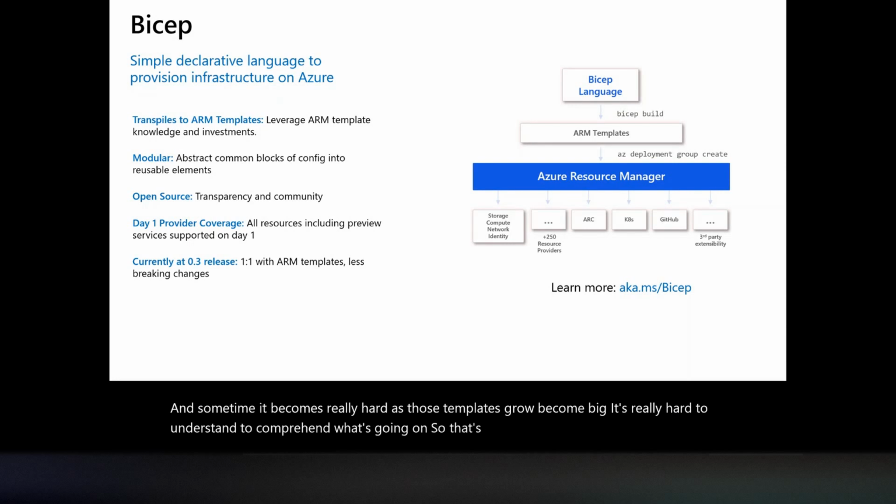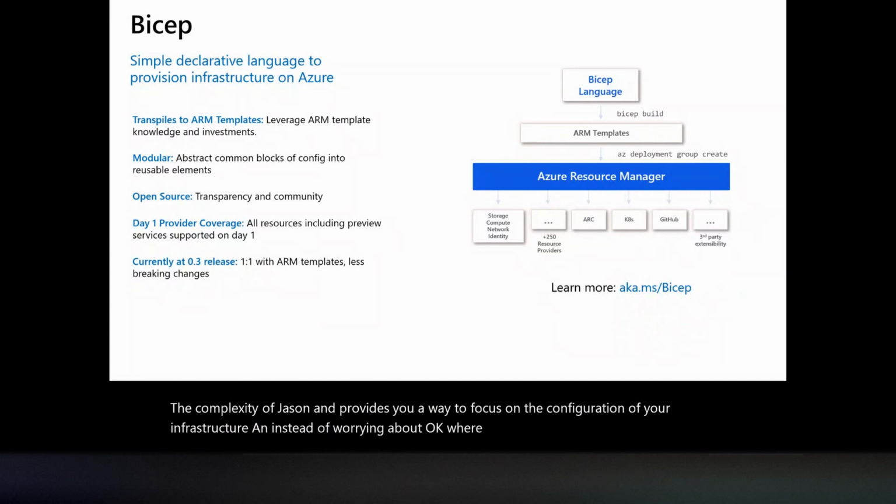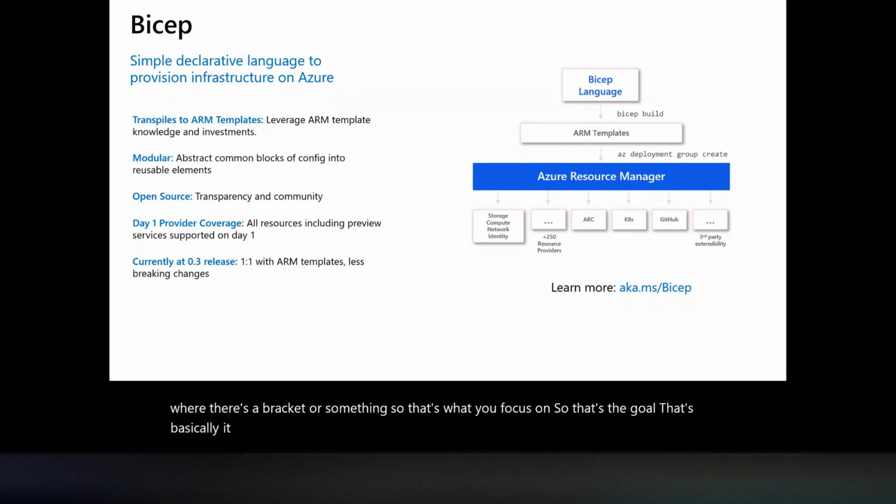It removes some of the complexity of JSON and provides you a way to focus on the configuration of your infrastructure, instead of worrying about where you missed a comma or where there's a bracket or something. So that's the goal. And basically it's a transpile language.